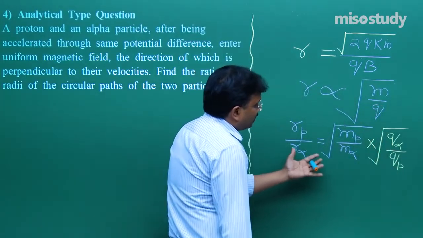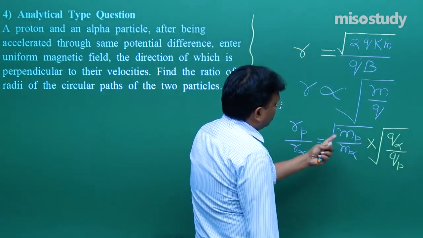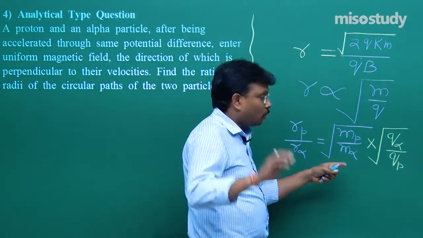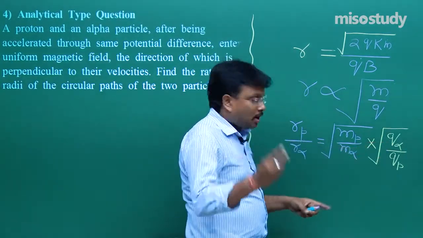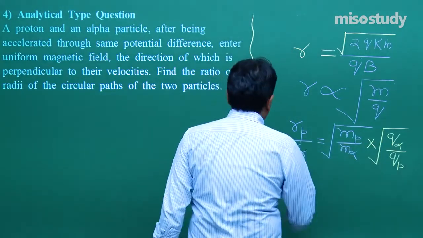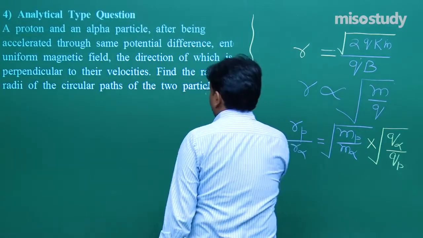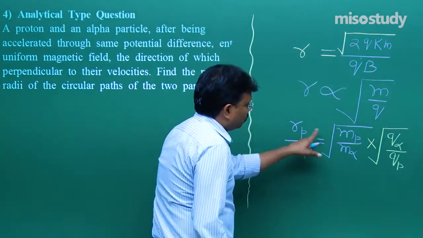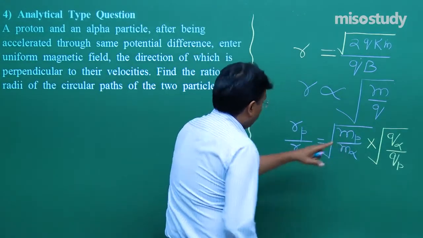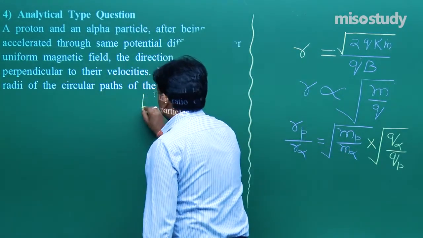Now, easily you can find out by just putting in the values: mp means m alpha means 4, q alpha means 2 and qp means 1. So, by solving it you can easily say that this ratio is 1 by root 2, 1 by 4, 2 by 1, that will give you 1 by root 2.